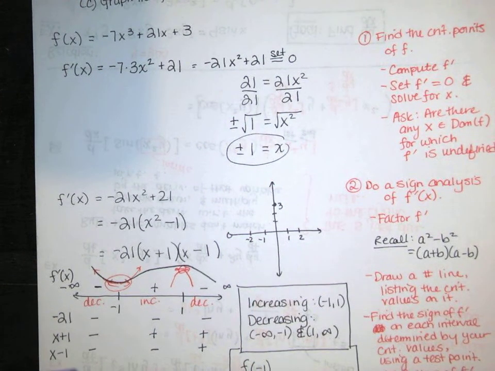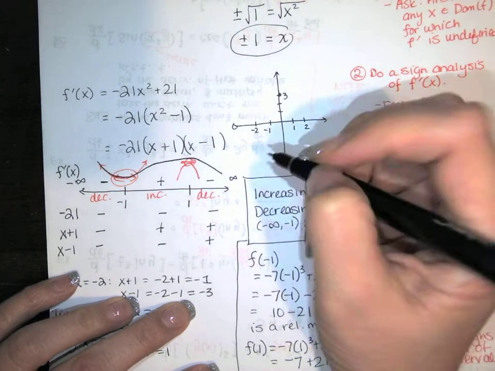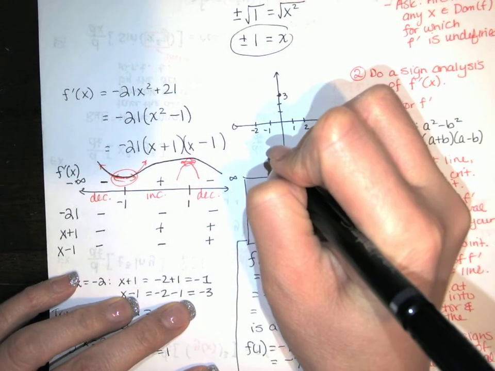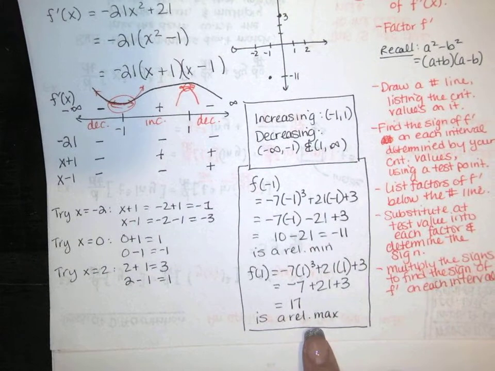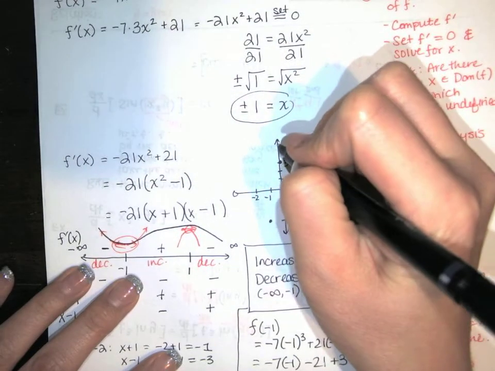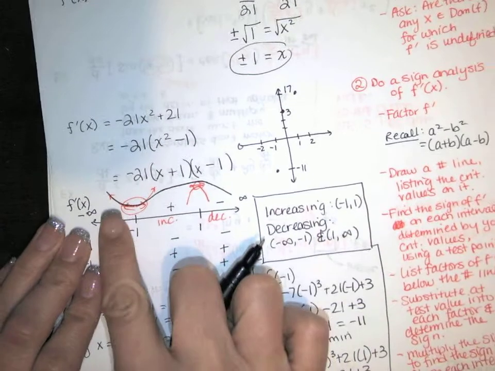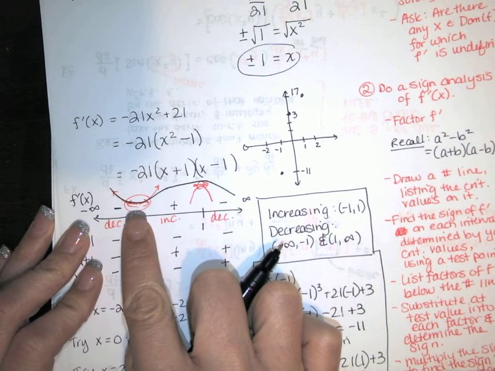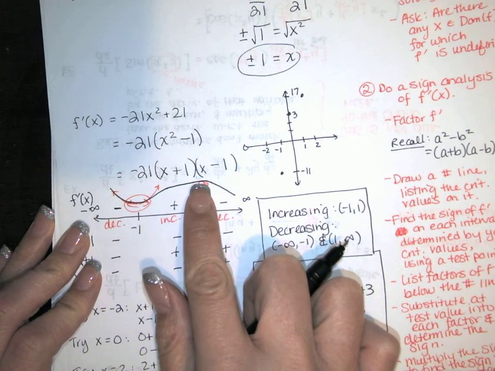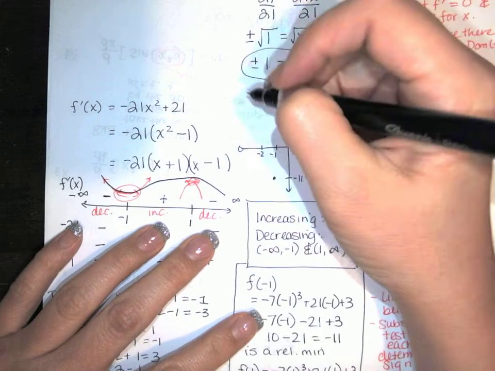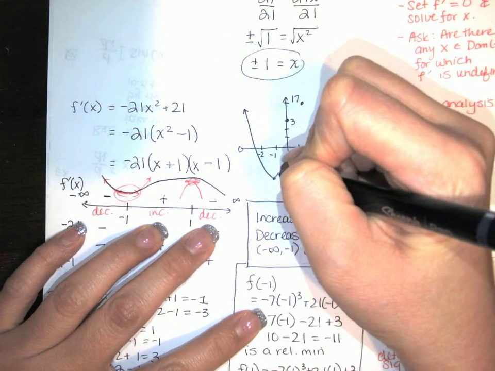And what else did we learn? At negative 1, y is negative 11. So this is not to scale, negative 11. And at 1, f is 17. Also not to scale, 17. And it's decreasing, then we have a 0 slope, then it's increasing, then we have a 0 slope, and then it's decreasing again. So I think what this is saying, and I don't know where it's crossing the x-axis, but I think this is saying we get something like this.